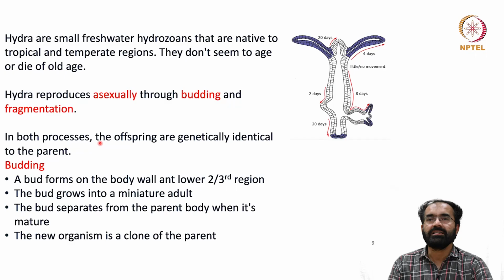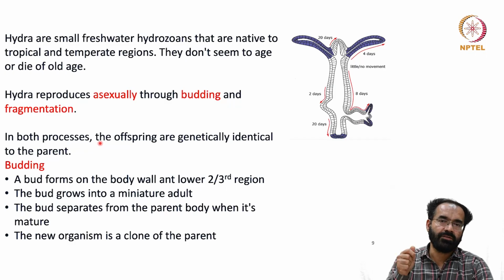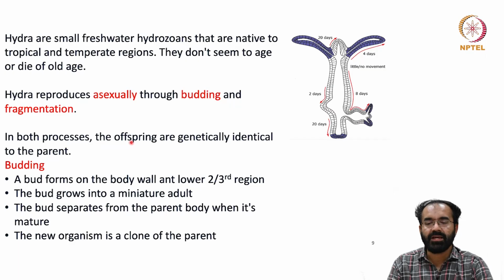So any organism that is asexually reproducing, say a plant, you take a stick of the plant and plant it. So basically you are making a clone of that plant. Clone in the sense of a genetic clone. In the same way, if you are doing asexual reproduction, there is no way you will have any genetic variation, which is not very good for the animal. That is why Hydra has the ability to reproduce sexually also.